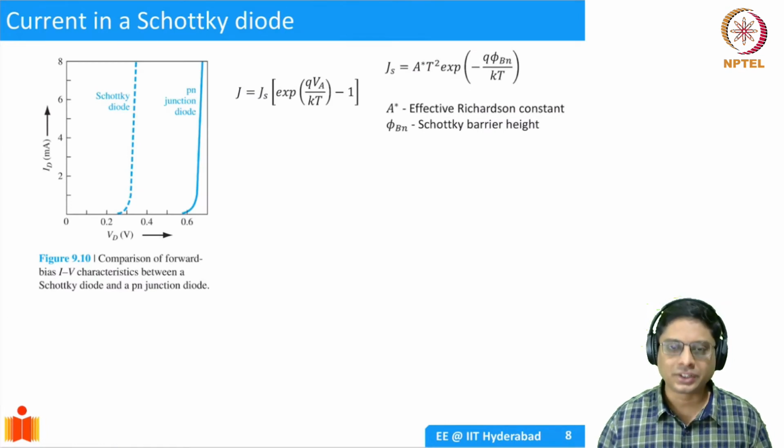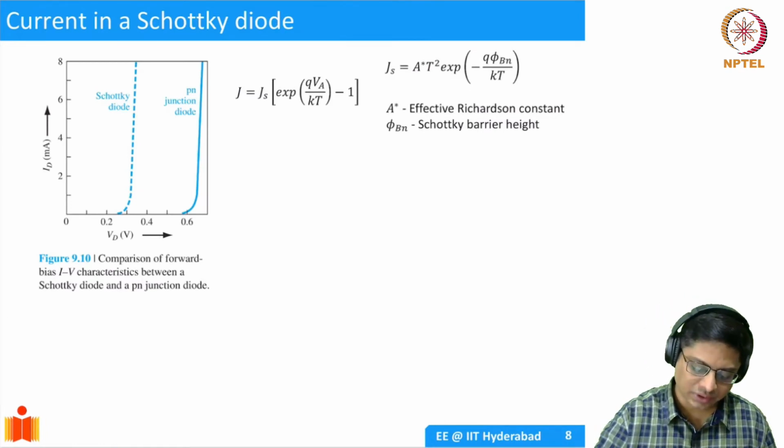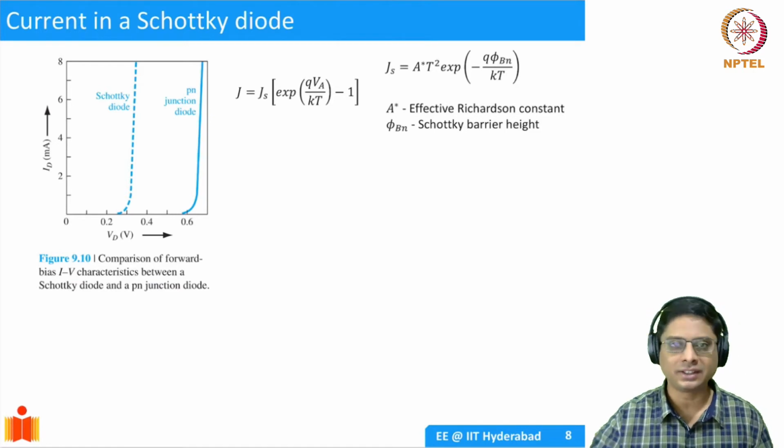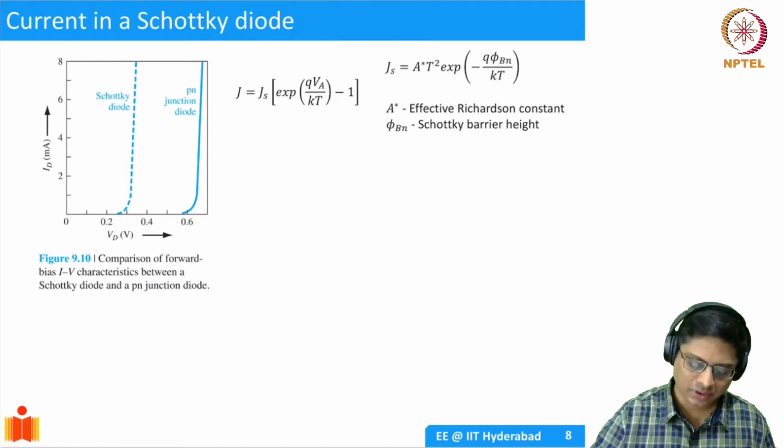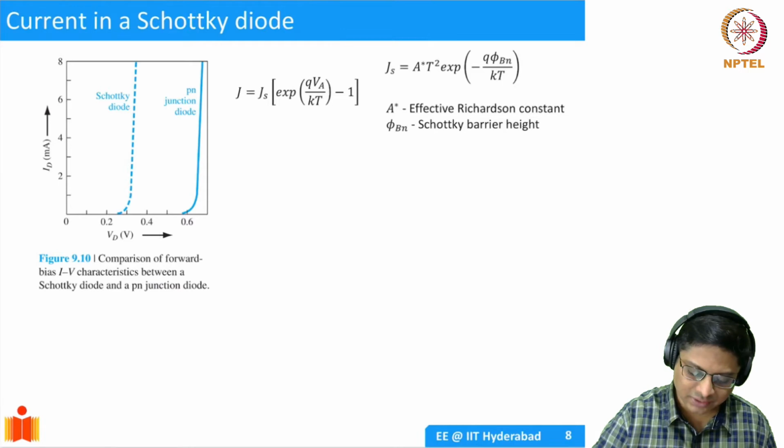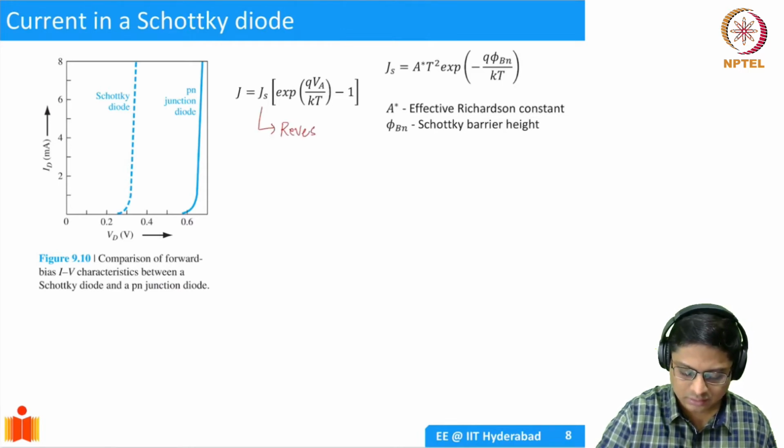It turns out that for a Schottky diode, you have the same form of expression as a regular PN junction diode. There is a reverse saturation current here.